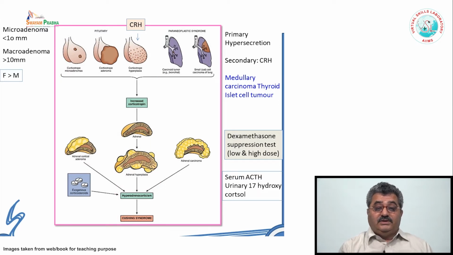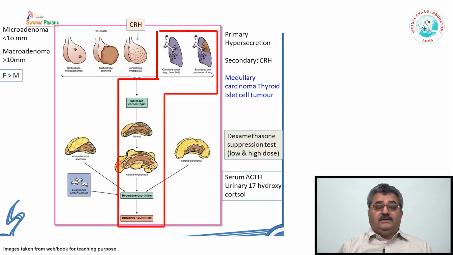In case of ACTH independent causes, which is the ectopic, many times there can be ACTH which is produced by tumors. For example, some carcinoid of the lung or pancreas, or the small cell carcinoma of the lung, or medullary carcinoma of the thyroid, they can produce the ACTH, but which is not suppressed by the dexamethasone test. So this is ACTH independent. And the treatment for these cases is the surgery of the primary tumor, as compared to the pituitary adenoma, where it is the surgery of the pituitary adenoma.